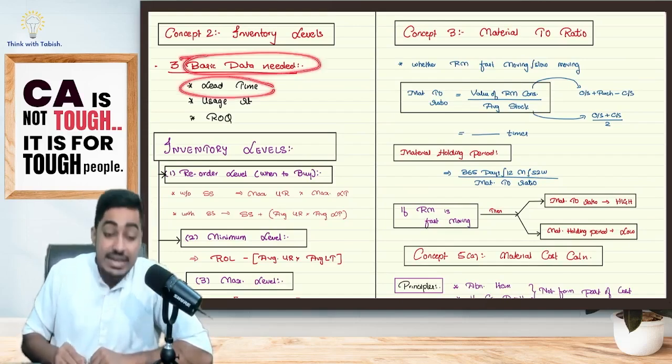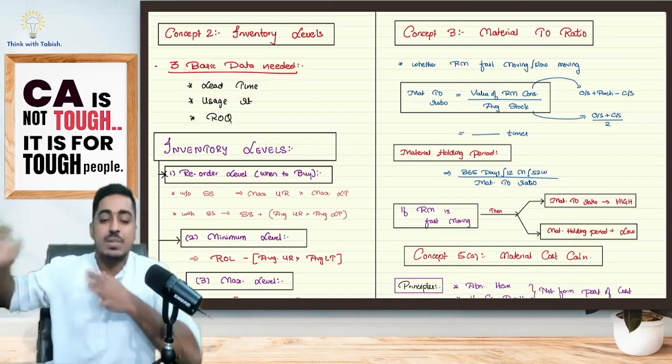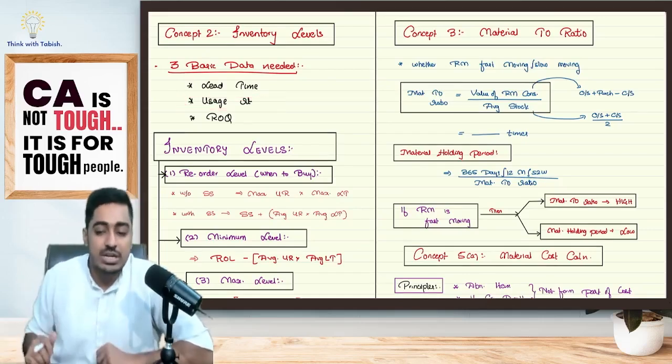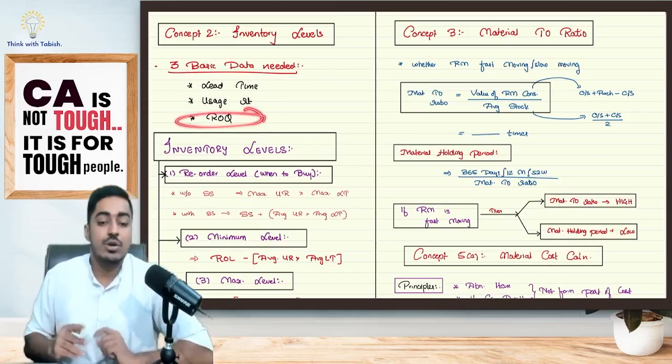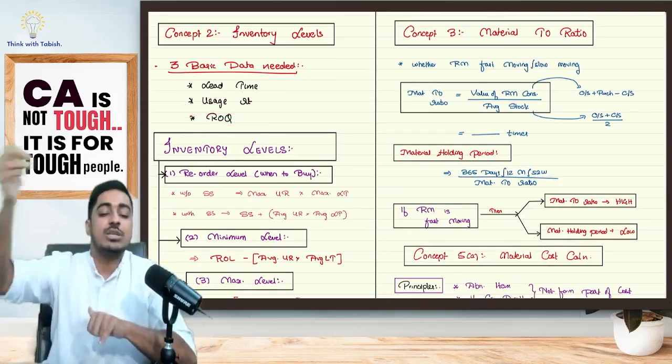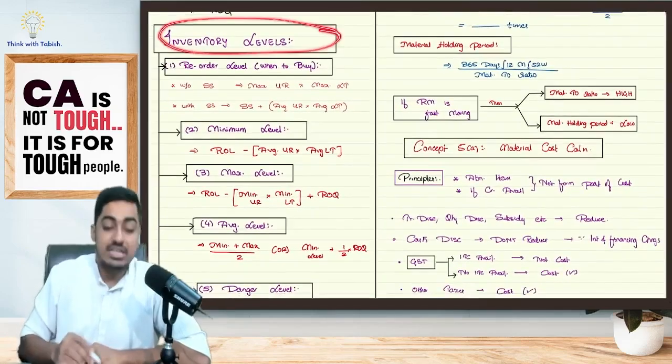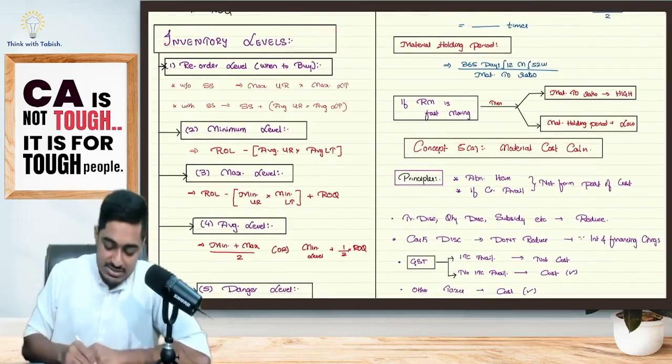Firstly, I want to know the lead time. If I place the order, in how many days my supplier will give me. Then usage rate, daily how much quantity we are using. And reorder quantity, while I'm placing the order, for how much quantity I'm placing the order. Okay, boss. What all inventory levels are there? We are having altogether 5 inventory levels.